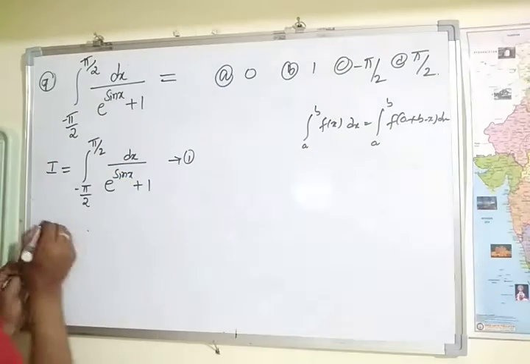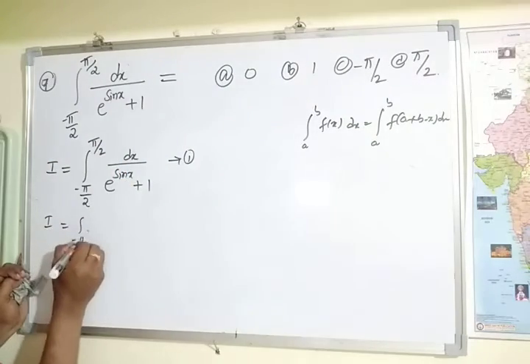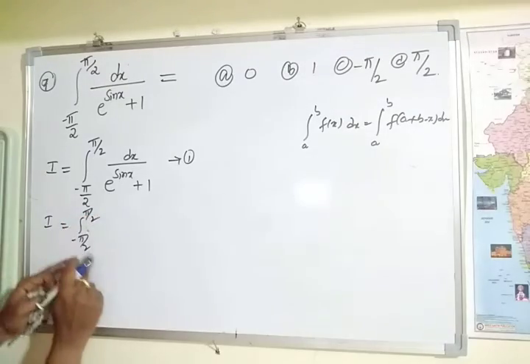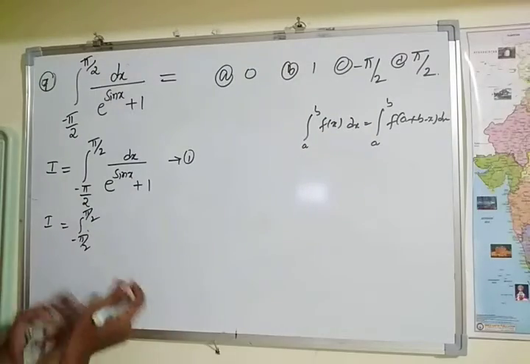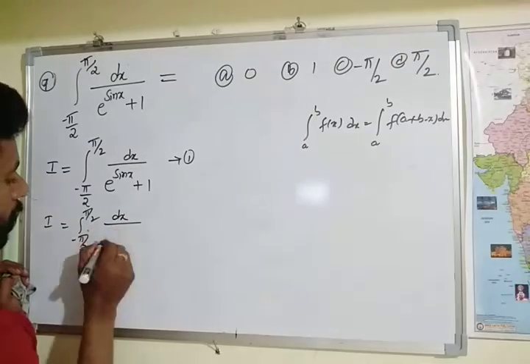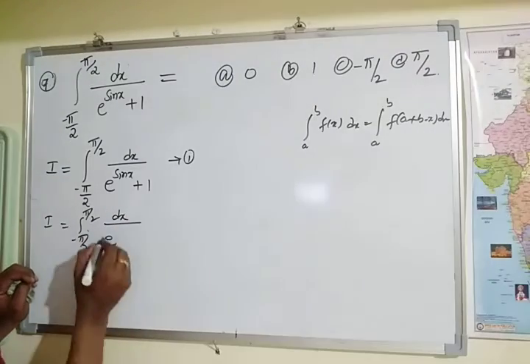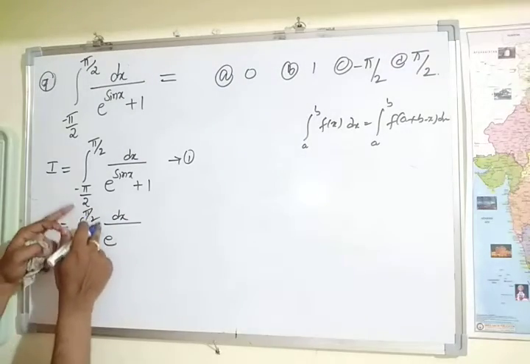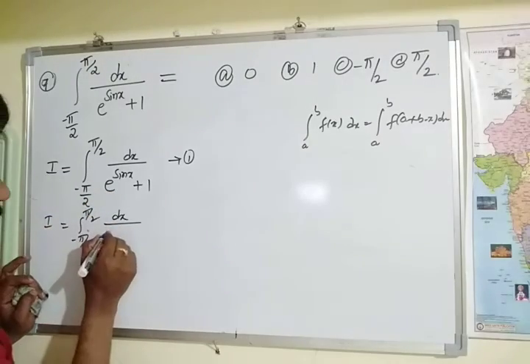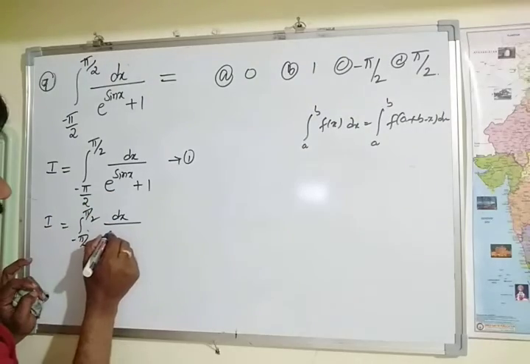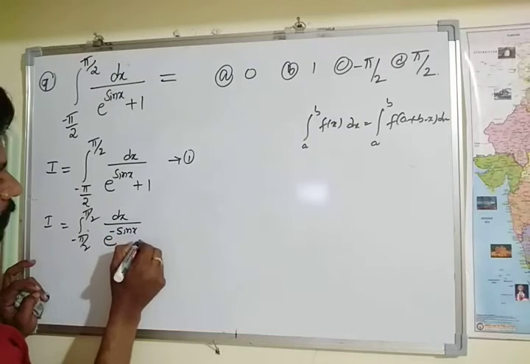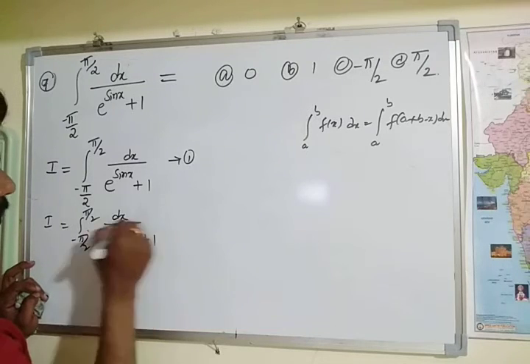Now here we get I is equal to, apply this property, minus pi by 2 to pi by 2, minus pi by 2 plus pi by 2 is cancelled. We get dx divided by e to the power, here in the form of minus pi by 2 plus pi by 2 minus sin x. Here minus pi by 2 plus pi by 2 is cancelled. We get e to the power minus sin x plus 1 in the denominator, dx.